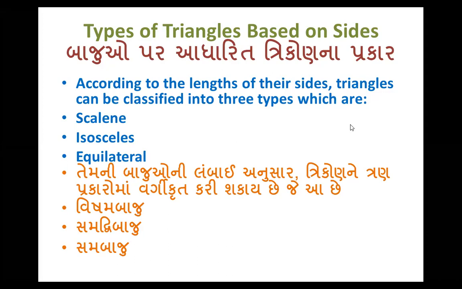So let's move on to the definitions. First definition is scalene, then isosceles, then equilateral. Scalene means visambaju. Isosceles, samdvibaju. Equilateral triangle is a sambaju.